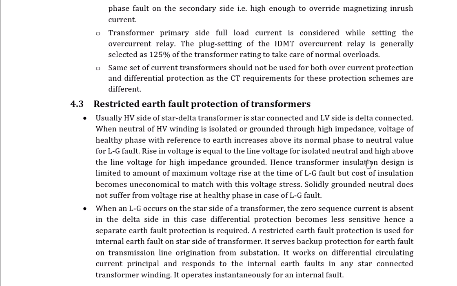Then the transformer primary side full load current is considered while setting the overcurrent relay, and the plug setting for the IDMT overcurrent relay is generally selected as 125% of the transformer rating. The same set of current transformers should not be used for both overcurrent protection and differential protection, as CT requirements for these protection schemes are different. So the same set of current transformers should not be used here.